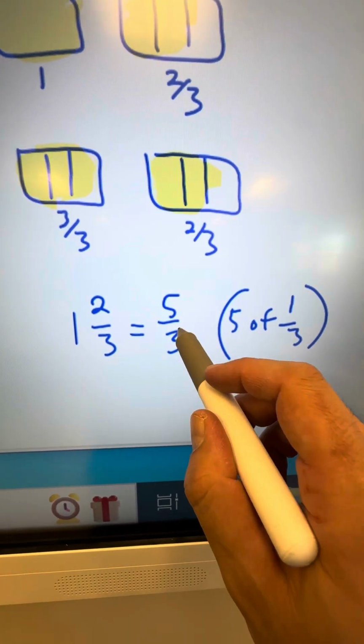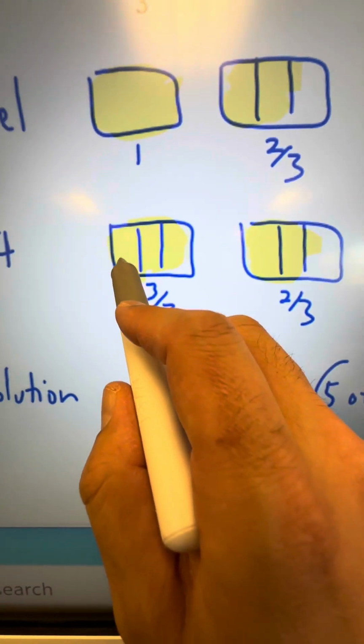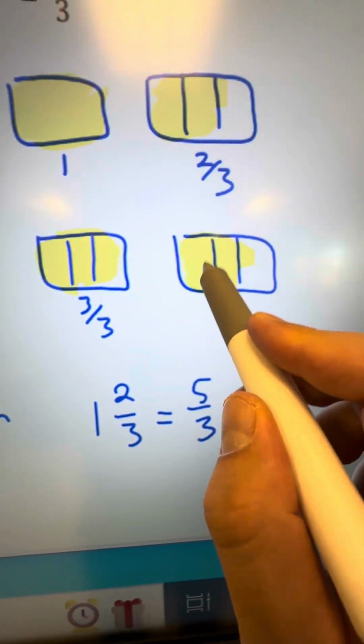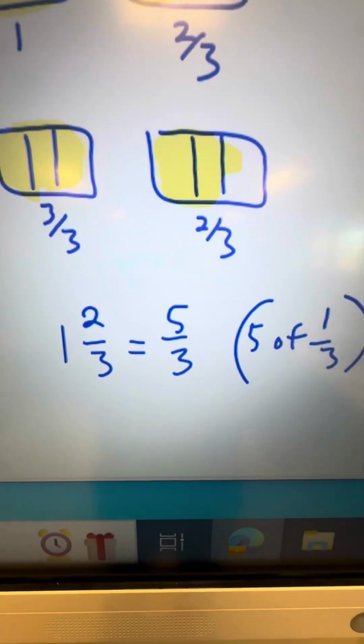And one thing to point out is, remember, 5/3 is the same thing as saying 5 of these thirds. So right, I have 1/3, 2/3, 3/3, 4/3, 5/3. So 5 of these is the same as saying 5/3.